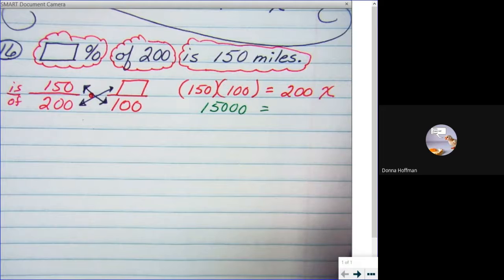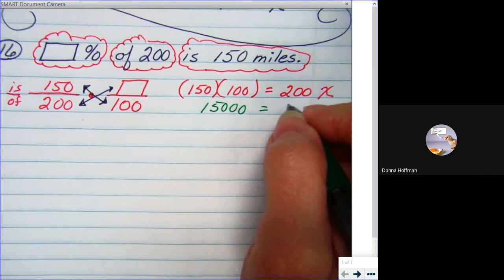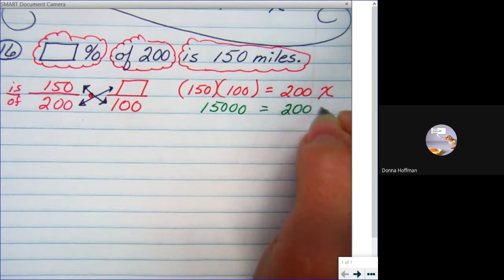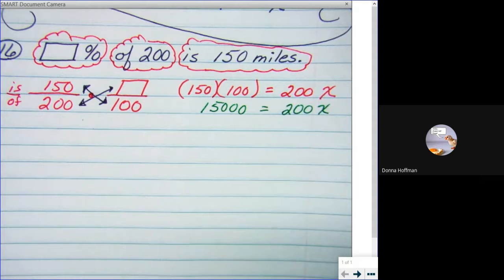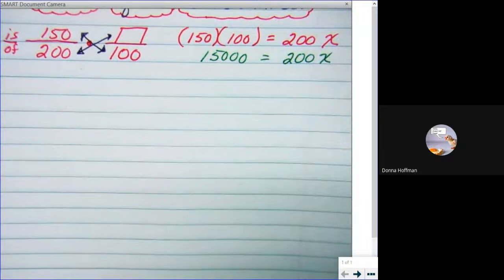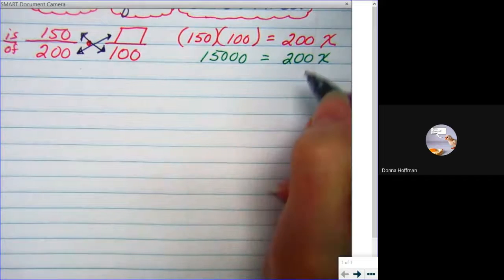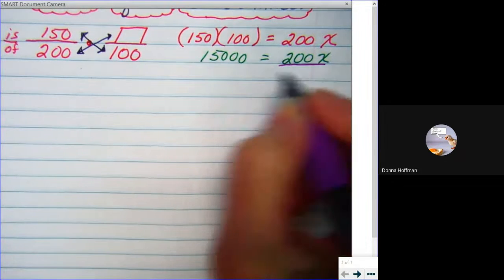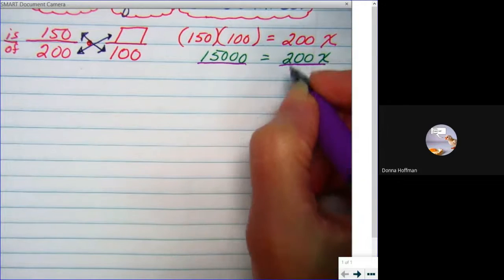Y'all got the answer already? No, oh, no. Wow, you guys are super fast. Okay, now what do I do? Divide, which equals 200. You divide by 200 on both sides. Okay, I can do that.